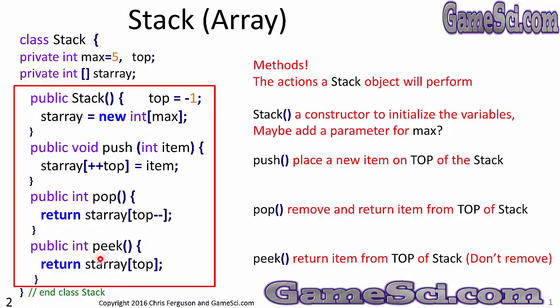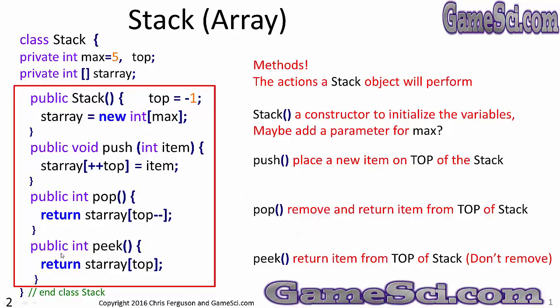Finally, we have a peek method. Peek returns the item from the top of the stack, but does not remove it. This is an important distinction between peek and pop. Peek just looks at the top item. Pop removes and looks at the top item.